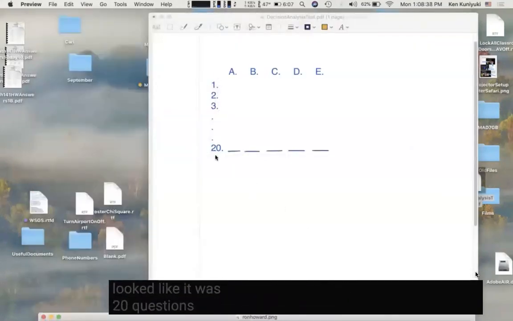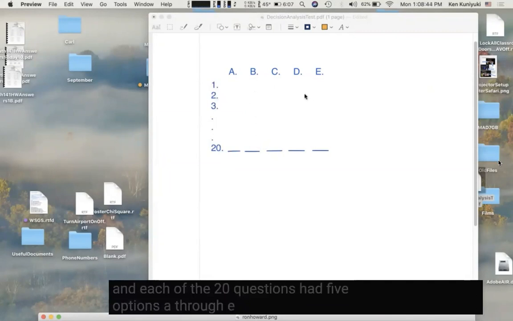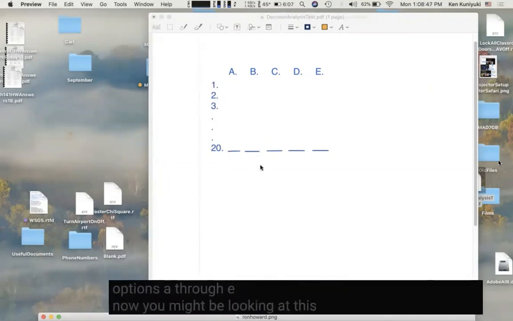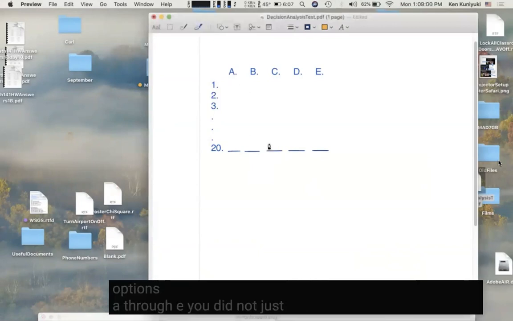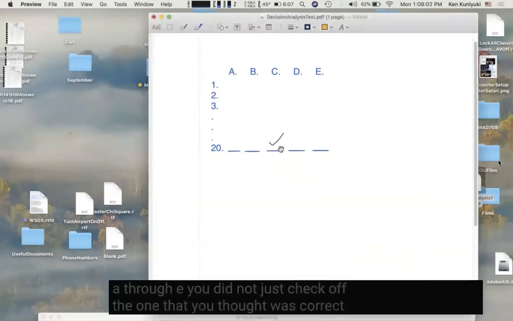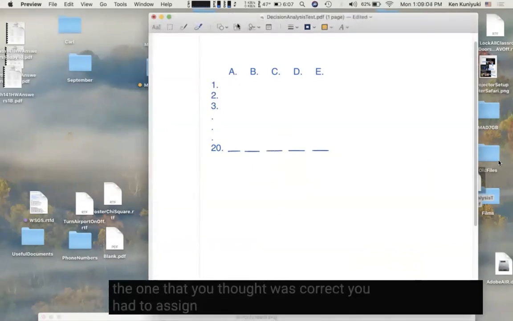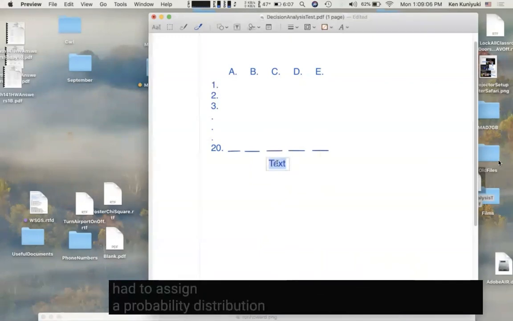It was 20 questions based on the material of the course, and each of the 20 questions had 5 options, A through E. Now, you might be looking at this and you might be going, oh, it looks like a Scantron exam. No, no, no. This was not a Scantron test. Each problem had 5 slots corresponding to the 5 possible options, A through E. You did not just check off the one that you thought was correct. You had to assign a probability distribution to each question.